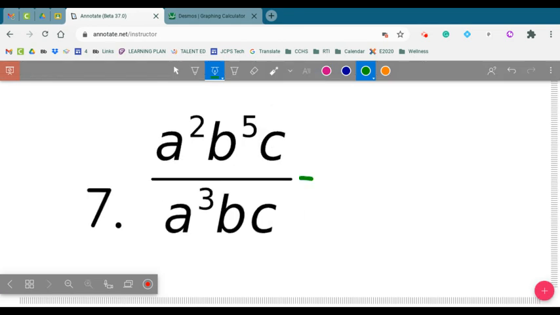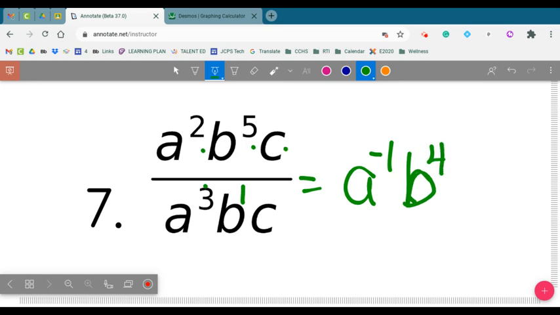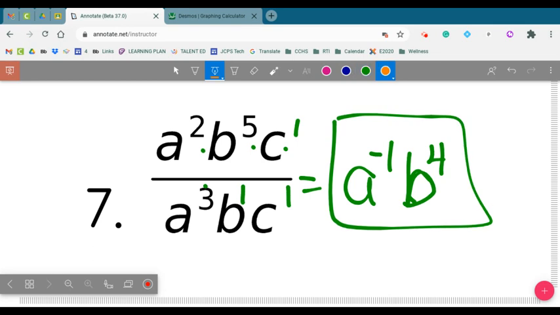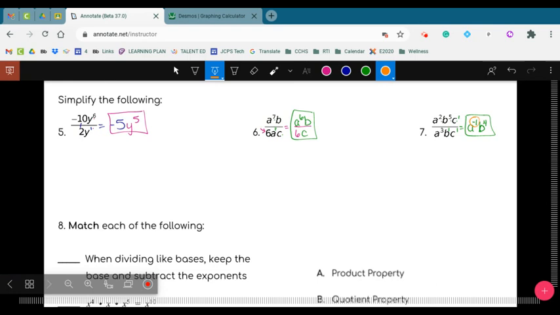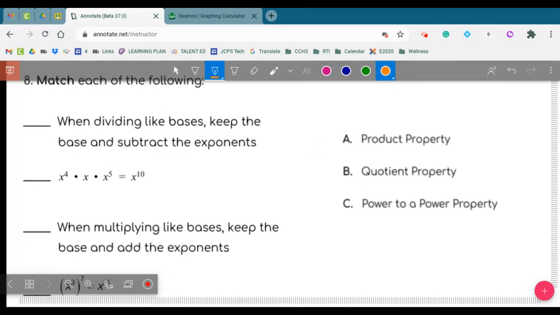7. So 2 minus 3 is going to give me negative 1. 5 minus 1 is going to give me 4. And then c, 1 minus 1 is going to give me 0. So this is what I'm left with. And tomorrow we're going to talk about how to deal with these negative exponents. We're just going to leave it for now. Okay, let's go to the matching.